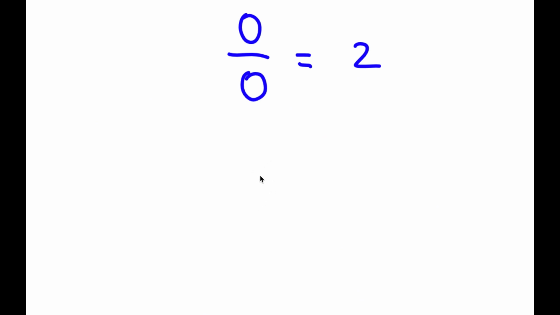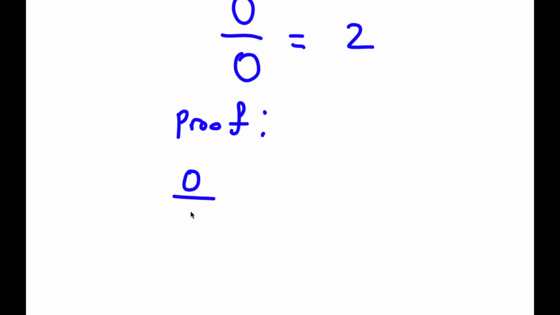Alright, so in this video, I'm going to be proving that 0 divided by 0 is equal to 2. So, for my proof, first start with 0 over 0. Now this is the same thing as 1 minus 1 over 1 minus 1, right? Because 0 is the same thing as 1 minus 1. So I have 1 minus 1 over 1 minus 1, which is 0 over 0.